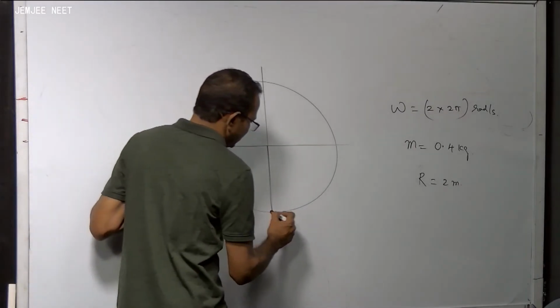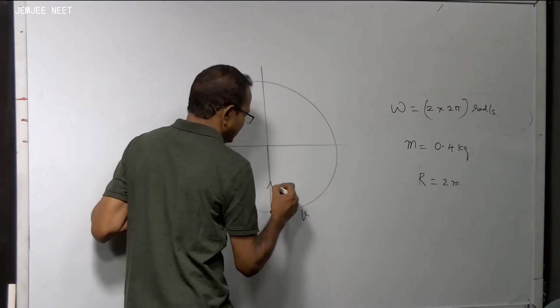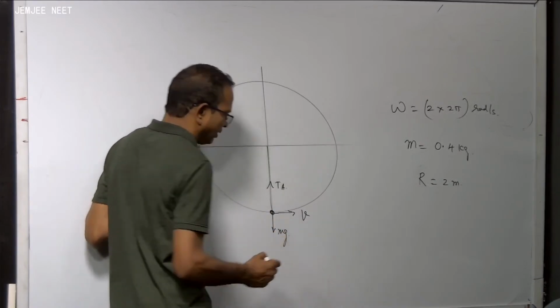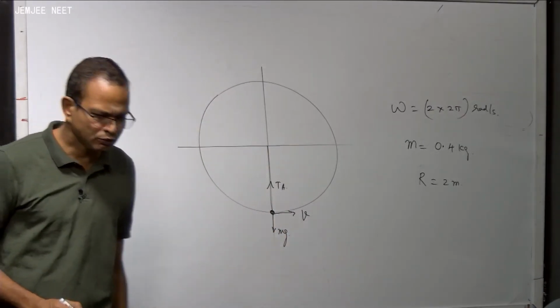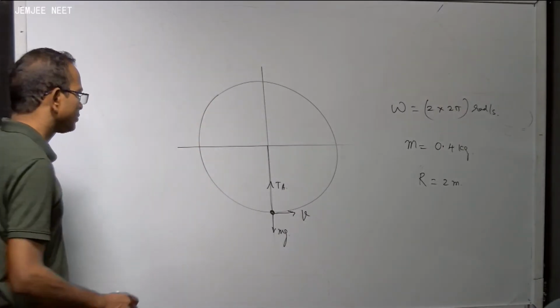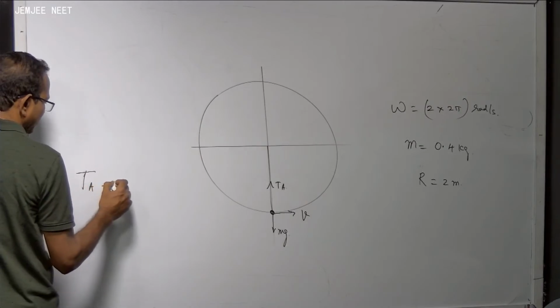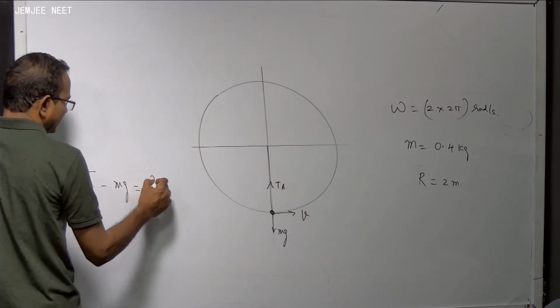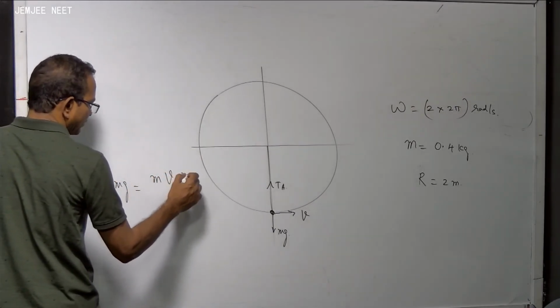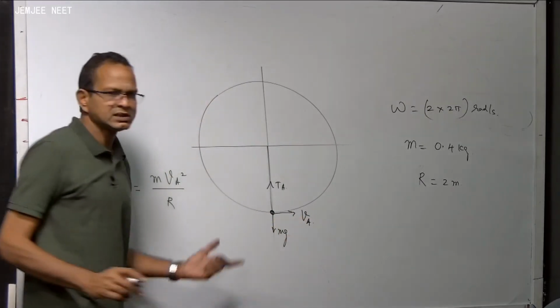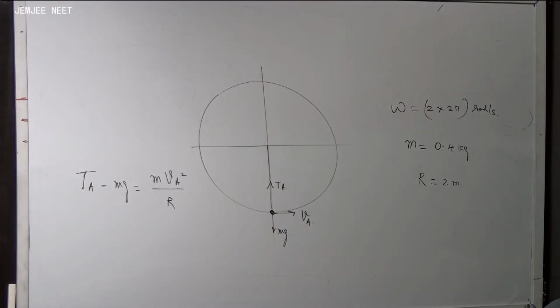Look here, this is velocity. This is tension at A. This is mg. Now tell me, who should give the necessary centripetal force? The tension. Tension at A minus mg shall give you mv_A square by r. Just now I discussed this with you. I hope you are thorough with this concept. If anyone has a doubt, tell me now.